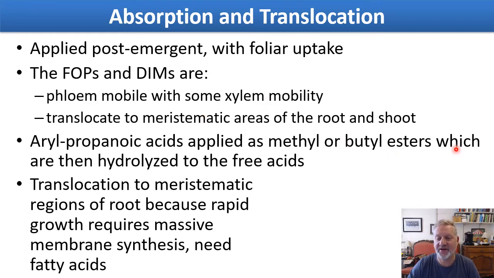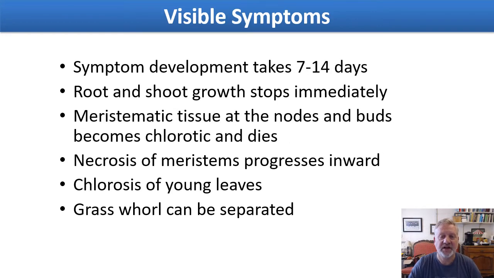I mentioned that about the esters that affect their ability to take up in the plant, and they tend to translocate to the meristem in the roots, because this is where a lot of lipid biosynthesis happens. And when that's inhibited, the plants die. They die very slowly, and it takes 7 to 14 days for the symptoms to develop, even though root and shoot growth stops. So the plants stop growing, but they don't die for 7 days or up to 14 days. One of the key symptoms is that you can remove the stem from the leaf in grasses.